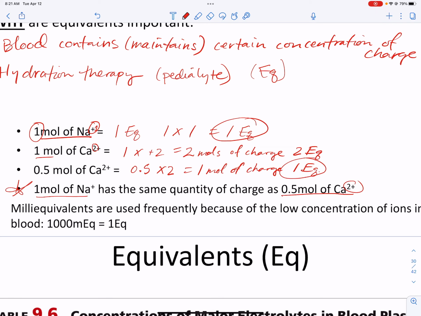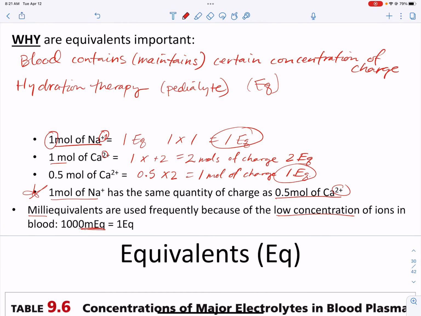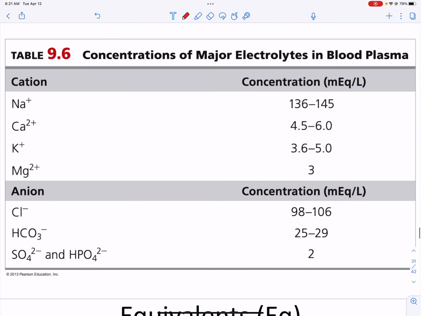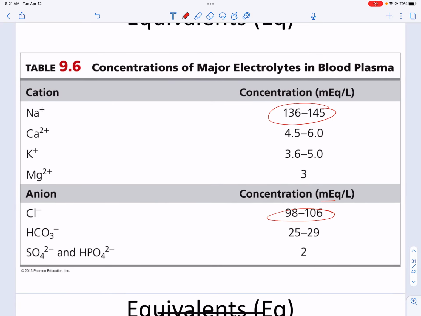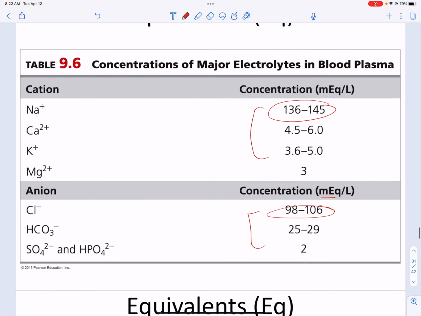All right. There's also such a thing as a milliequivalent, which is abbreviated as MEQ. And these are used frequently because of low concentrations of ions in the blood. Okay, so that's what this table shows you down here. It probably doesn't surprise you that sodium and chloride are present in the blood in larger amounts. We need sodium and chloride for lots of things. But then a lot of these other ions are present in lesser amounts. And these are all measured in milliequivalents per liter. Okay. I'm not going to ask you to memorize any of these numbers off this table. I'm just using it as an example to show you some things.